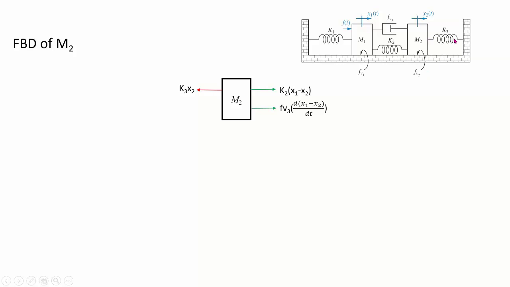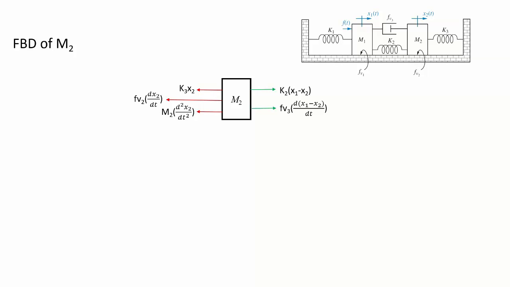So x2 is the net compression that will be observed in spring K3 because the other end is fixed. The second force, because of friction, will be Fv2 times v2. Since you are going to have a velocity of this mass m2 as d by dt of x2, which is v2, the damping or friction force will amount to Fv2 times d by dt of x2. The third type of force which will act on mass m2 will be the inertial force acting towards left, which amounts to m2 times d square by dt square of the net displacement this mass is going to have, which is x2.